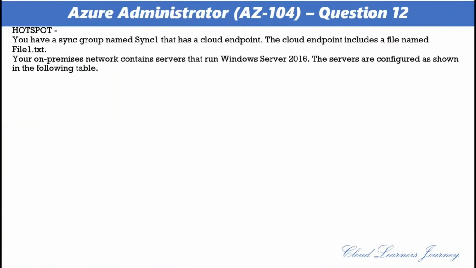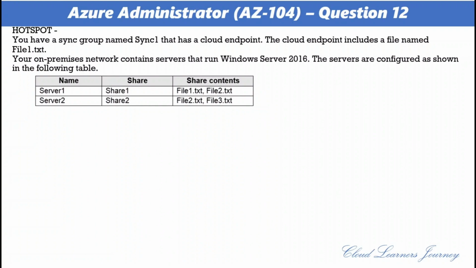Next, question number 12. You have a sync group named Sync1 that has a cloud endpoint. The cloud endpoint includes a file named file1.txt. Your on-premises network contains servers that run Windows Server 2016. The servers are configured as shown in the following table. Columns: name, share, shared contents. Server 1 is in share 1 with the shared contents file1.txt and file2.txt. Server 2 is in share 2 with shared contents file2.txt and file3.txt.